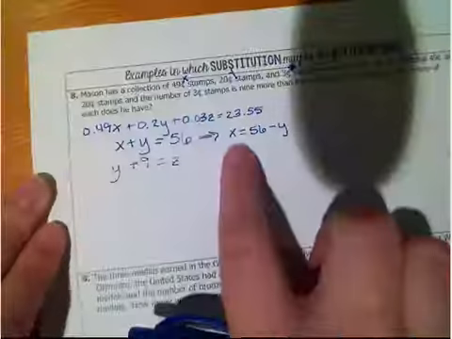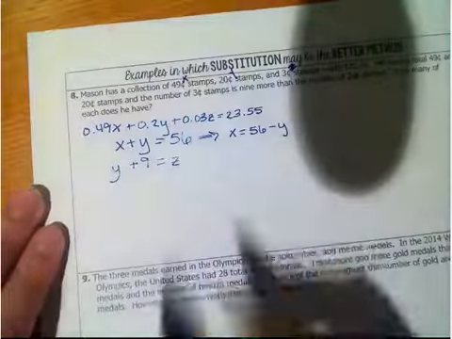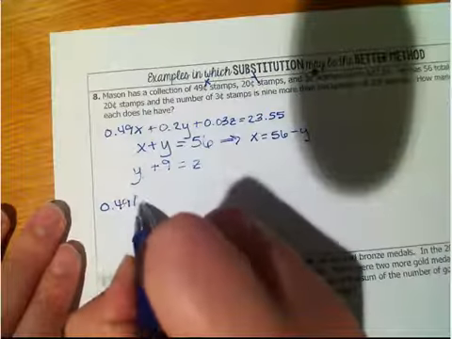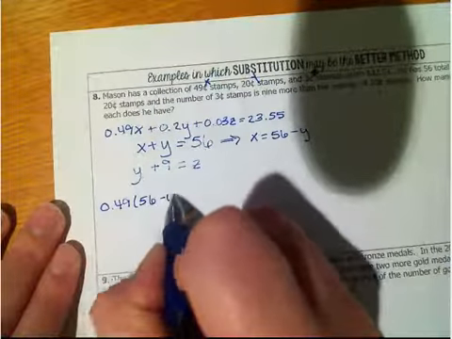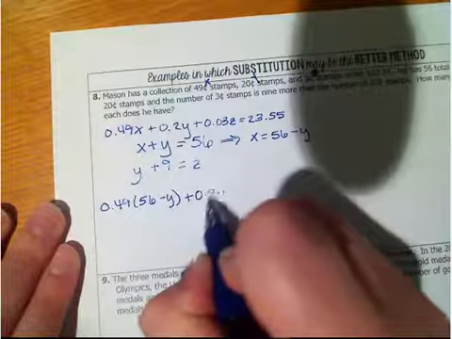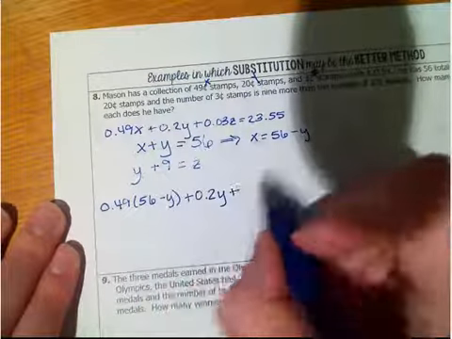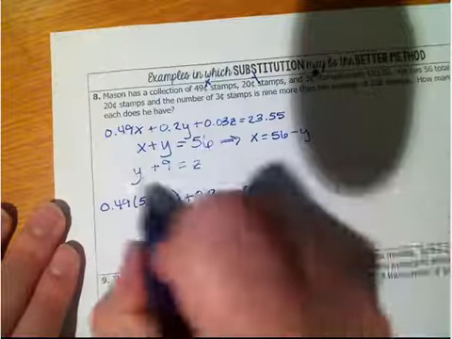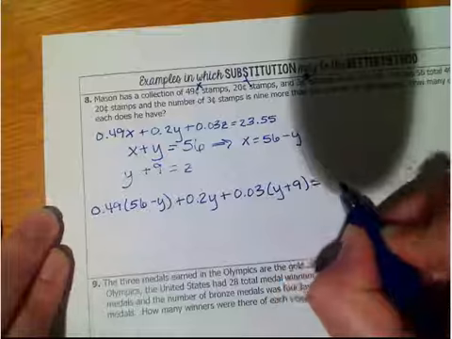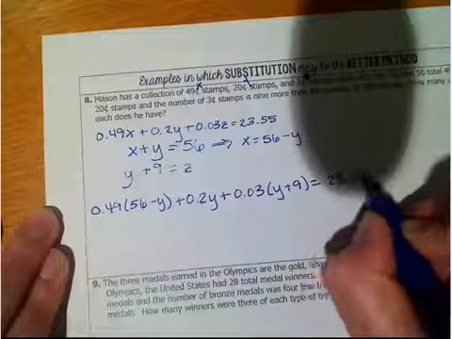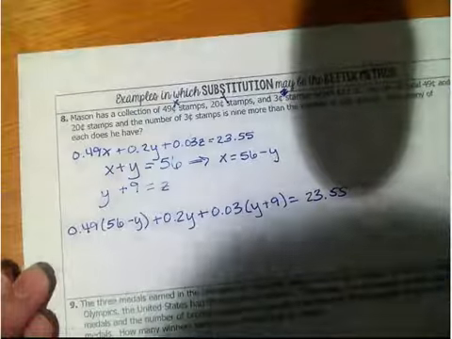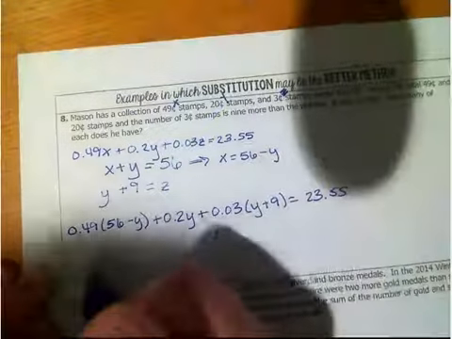So I'm going to substitute 56 minus Y in for X. I leave my 0.2y alone. And then here for z, I am going to substitute y minus 9, or y plus 9, excuse me. All equal to 23.55. So now I can just simplify this all the way down and solve for y.